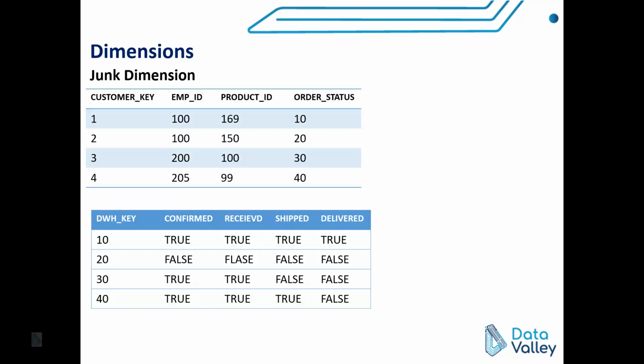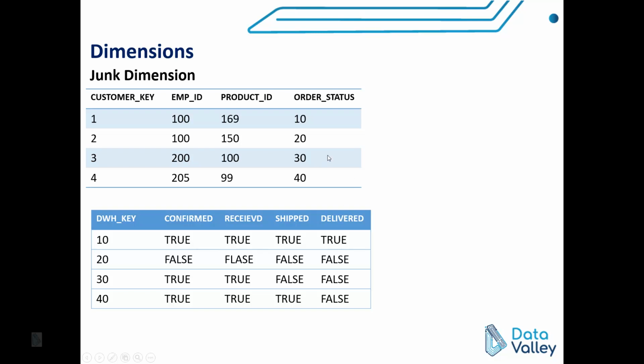And in the fact table, we will no longer have separate status columns, but we will have a foreign key which refers to the unique key from the junk dimension. For example, in the first record, from customer key number 1, employee ID 100 and product ID 169, the order status is 10. To know exactly the details of this order status, we need to go to the junk dimension and look for data warehouse key number 10 and see what the combination is for data warehouse key number 10. So we can see it's a confirmed order, it's a received order, shipped and delivered.